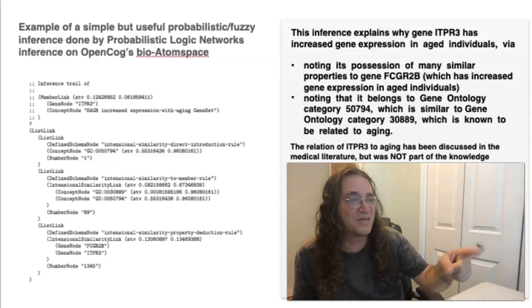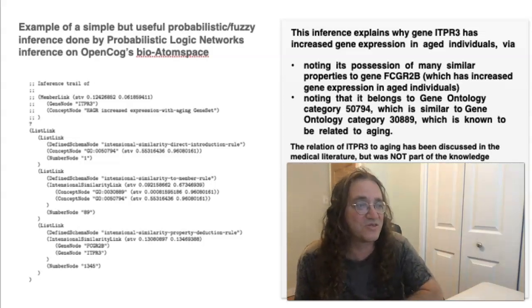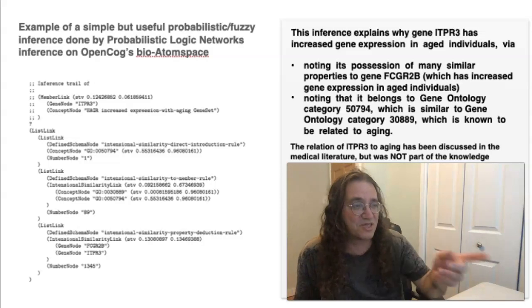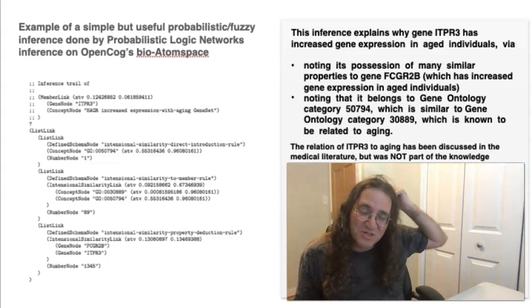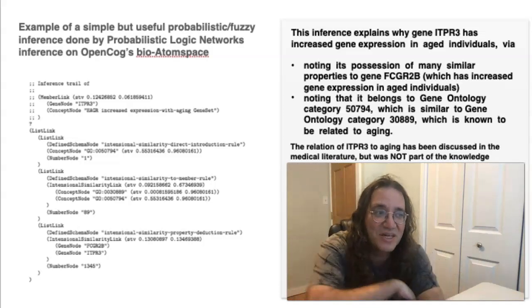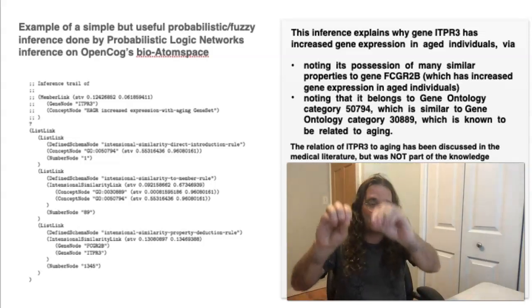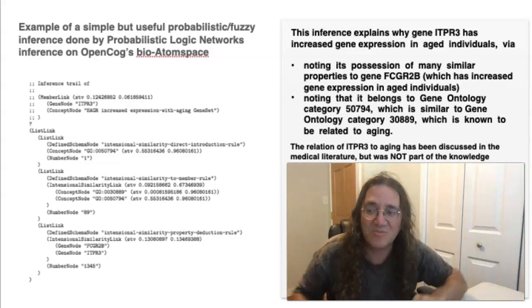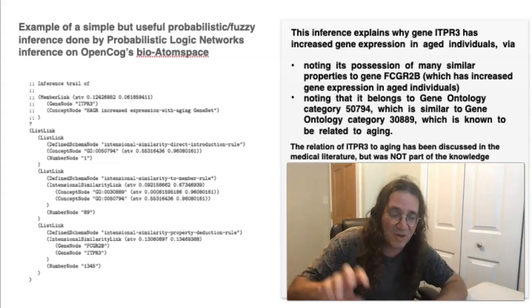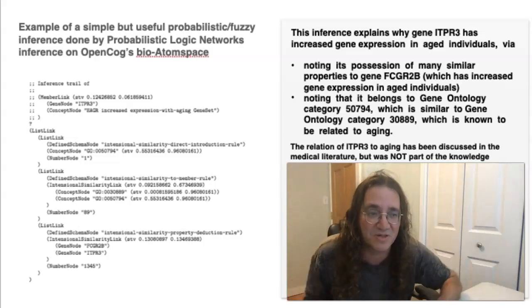So it's related to the FCGR2B gene that has increased gene expression in aged individuals. It's related to a gene ontology that's similar to a gene ontology known to be related to aging. So PLN connects all these dots, right? And this is a very short inference, so PLN can find it with no problem. But what we need to do is find more and more complex inferences that connect many more dots between different biological pathways, between data in one organism and another organism, or one experiment and another experiment.